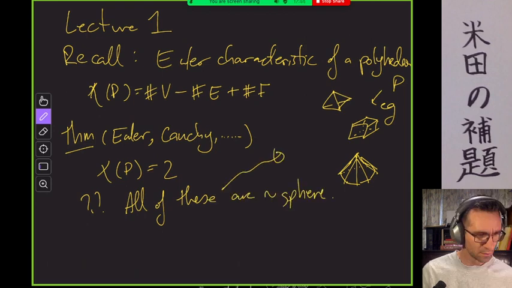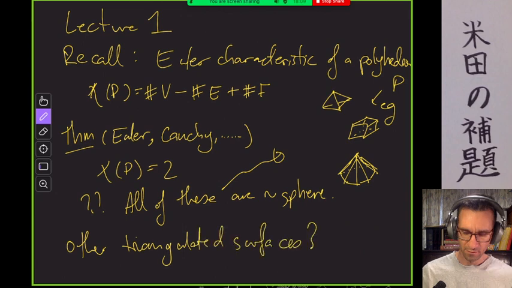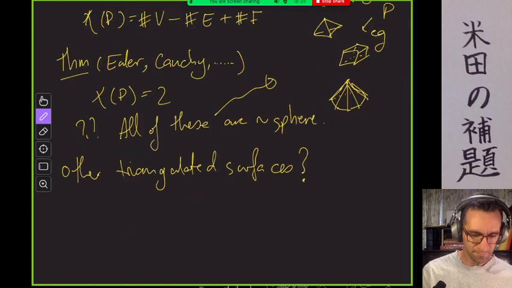If we have a torus, say, so let's say other triangulated surfaces. These aren't technically all triangulated, right? So the cube is not triangulated. This pyramid is not triangulated. But we can, within reason, assume everything is triangulated. Throw in some extra edges. All right, so what's the next best example of a triangulated surface? Say a torus. Oh, and I might put triangulated here in quotes. So let's cut it up.